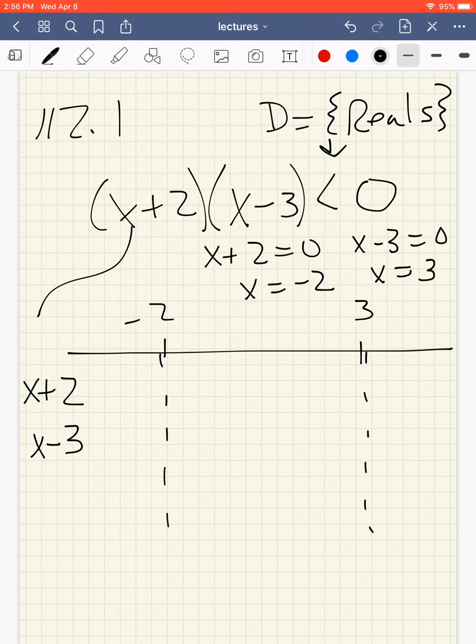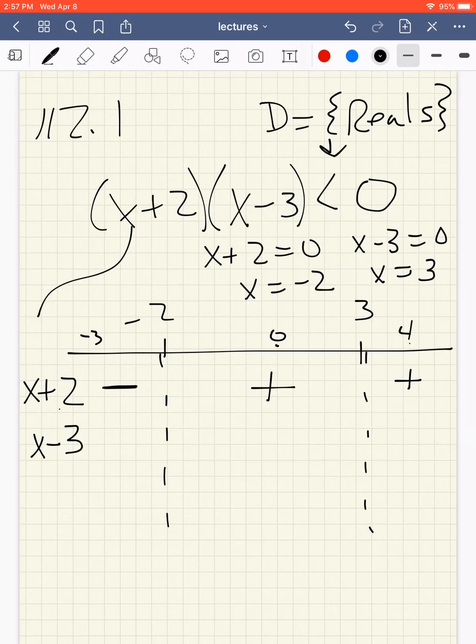And we choose a number in each region. So on this side of negative 2, I could use negative 3. In here I could use 0. And over here I could use 4. Any number that's in that region is fine. Okay, so if I put in minus 3 plus 2, I get minus 1. Remember, I just need the sign, not the number. 0 plus 2 would be positive 2, so plus. 4 plus 2 is positive 6, so positive.